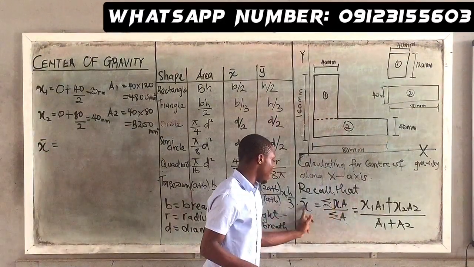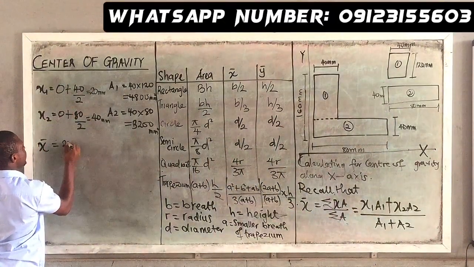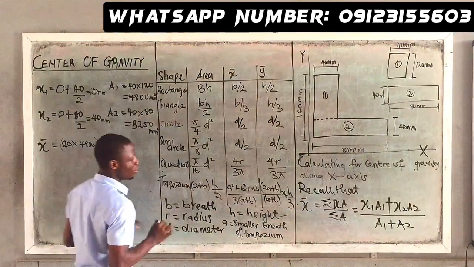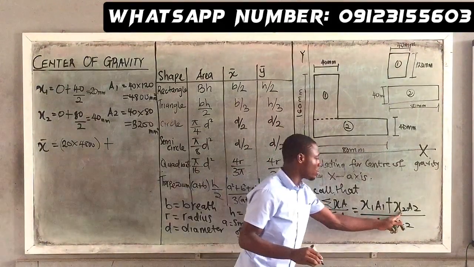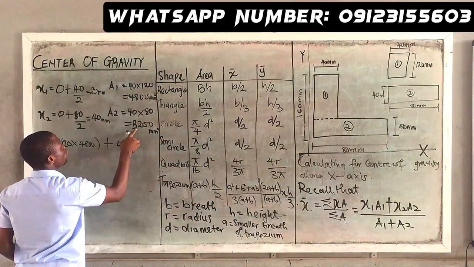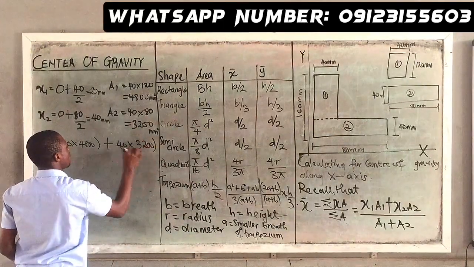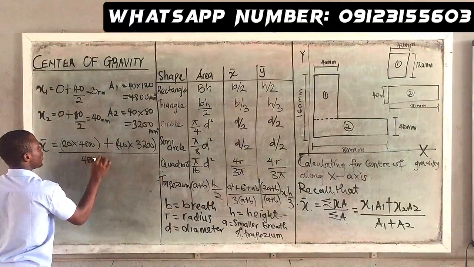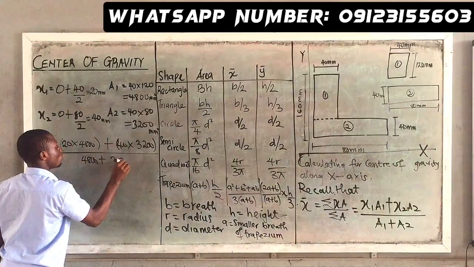Alright, we said x bar is equal to what? x1 A1. What's x1? I have 20 times what's A1? 4,800. I'm done with this one. Plus, I have a plus sign here. What's x2 times A2? x2 is what then? 40 times A2 is what? 3,200 please. Alright. All over A1. What's my A1? 4,800 plus what's A2? A2 is what? 3,200.